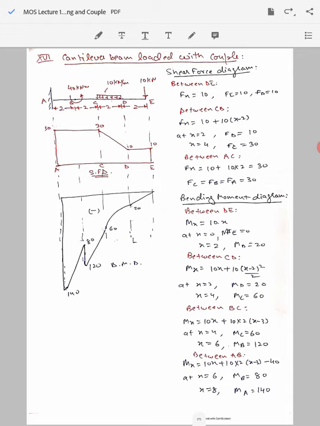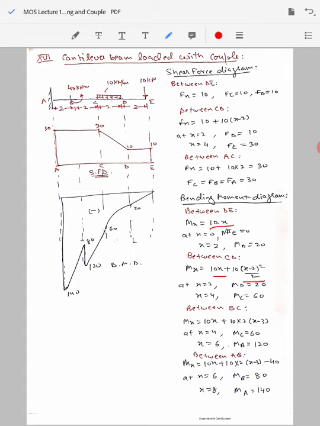Now let's draw the bending moment diagram. Our bending moment diagram for the span DE and span CD will be the same as we have discussed earlier when I was discussing with you the cantilever beam. So our equations will be simply 10x for the span DE, and for the span CD it will be 10x plus 10 into x minus 2 whole square by 2. So you already know how to arrive at these equations for the bending moment for these spans.